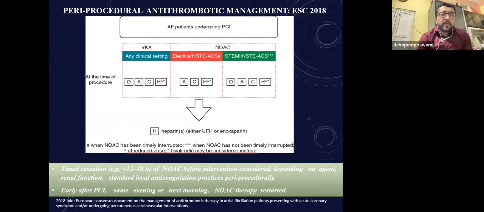Now the periprocedural antithrombotic management according to the ESC guidelines: a time cessation of 12 to 48 hours of NOAC before intervention is considered, depending on the agent, renal function, and the standard local anticoagulation practices periprocedurally. And early after, when should the NOAC therapy be restarted? Early after PCI, the same evening or the next morning, the NOAC therapy should be restarted.